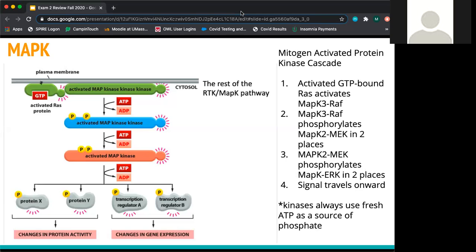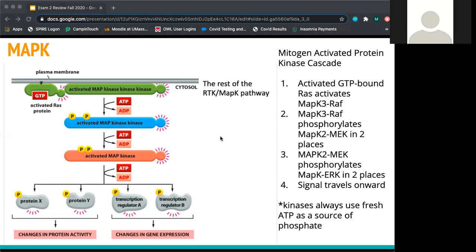So, yeah, activated RAS-GTP is going to activate your MAP K3. You have MAP K3, MAP K2, MAP K, and just regular MAP K. That's RAF, MEK, and ERK. You don't really need to know their names, but that's what they are.